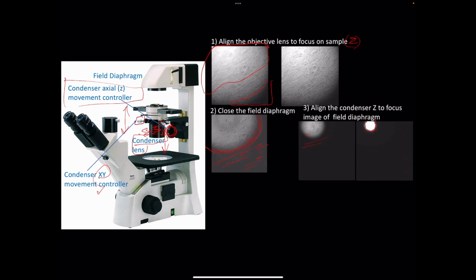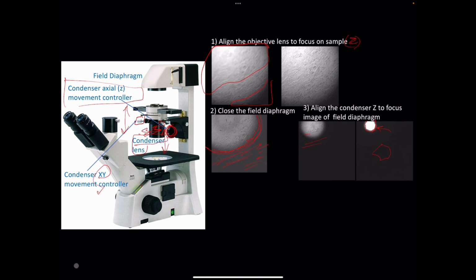Now, after the hexagonal edges of the field diaphragm are visible to you, now is the time to arrange your condenser lens in X and Y direction. Now you can see that the image of this field diaphragm is shifted somewhere toward the left upper corner. You don't want that. You want this field diaphragm to be here somewhere in the center.